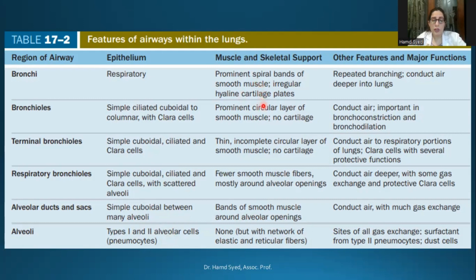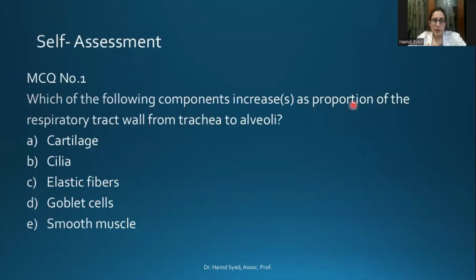Over here, let's look at the cartilage. In bronchi, there are irregular hyaline cartilage plates, but in the bronchioles, the cartilage is not present. Also, the glands are not present over here. And the functions I've already discussed with you.